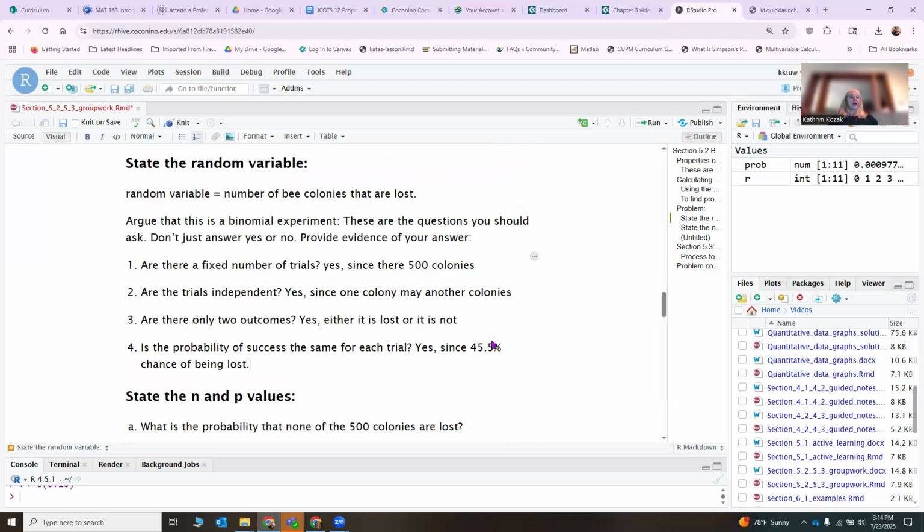Okay. So now I'd like us to just state our N and P value. We actually already did. We had them up there. We just didn't call them N and P. So N is how many colonies. There were 500. P is the probability of success being lost. That was 0.455.